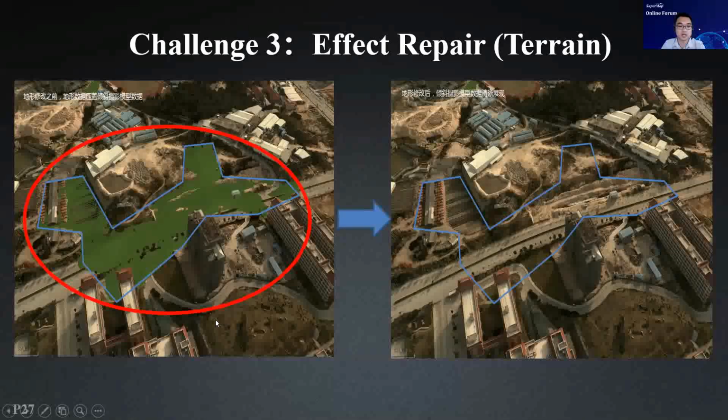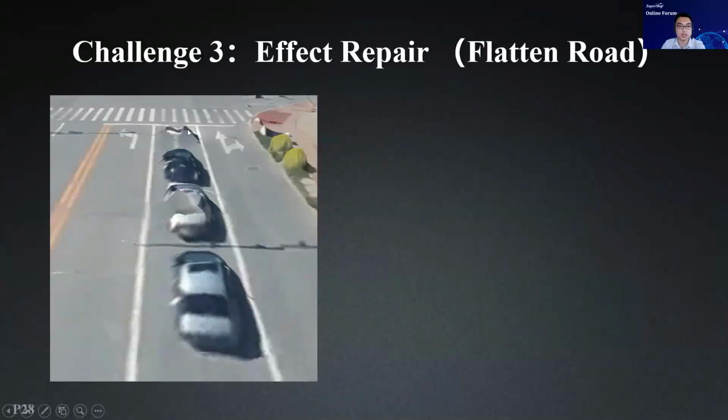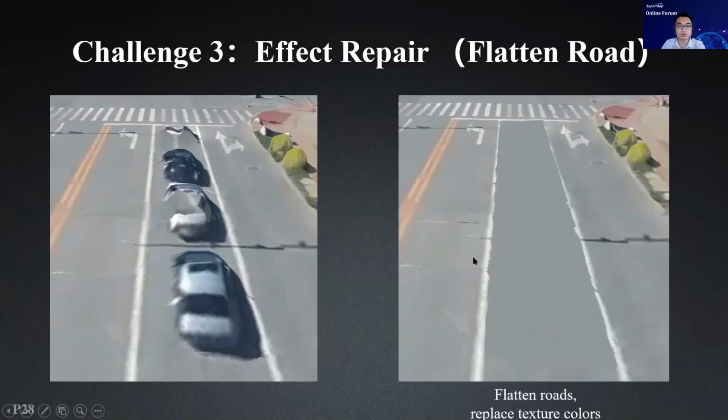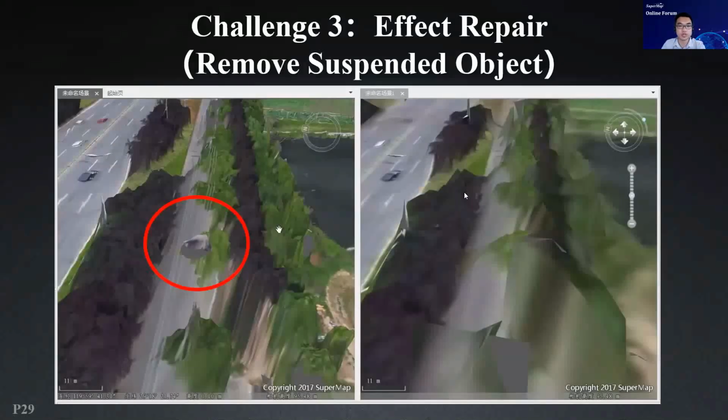And also for some cars, the effect is also not good. So we can do what we call flatten. That means we can flatten the road and put a new texture overlay with the road. So you can see the difference. And also for some parts, like the trees or the bus station, the effect is also not good. So we can remove the suspected objects.